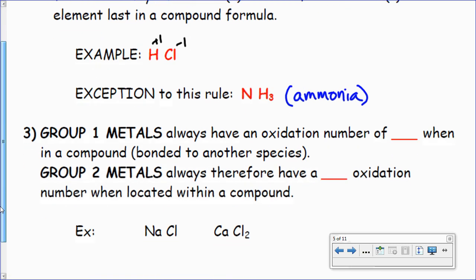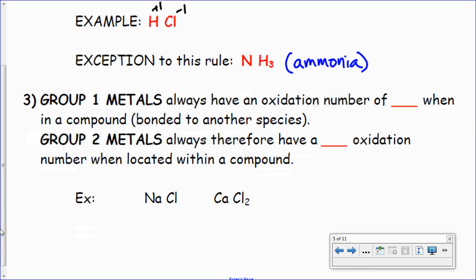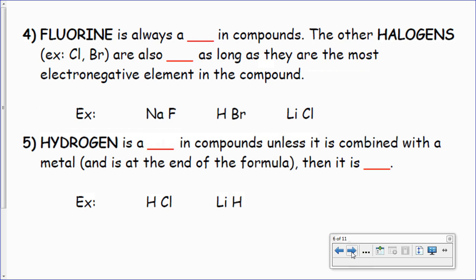Third rule, group 1 metals always have an oxidation number of +1. Okay? When in a compound, they're bonded to another species, some other element. Group 2 metals always have a +2 oxidation number. So you're looking at your periodic table, boom, there it is, selected oxidation state. Example, sodium, +1, and calcium is a +2. Alrighty. So that's that. Let's move on to our fourth rule here.